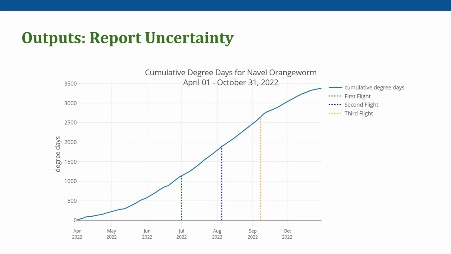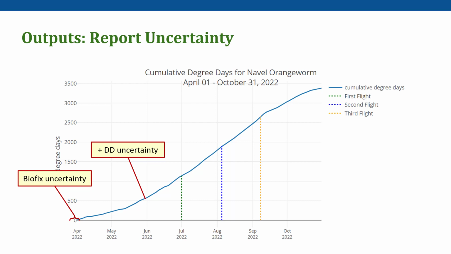Let's talk about uncertainty, because these models do have uncertainty. We all know that. There's definitely going to be uncertainty in the biofix, right? That's going to usually be a range. Might just be a couple days, but you never know. There's going to be uncertainty associated with the degree to which the weather data that you're using in the tool actually reflects the weather conditions in your field or your orchard.